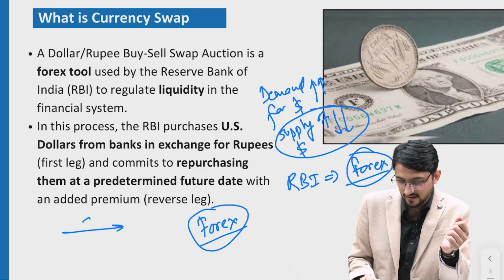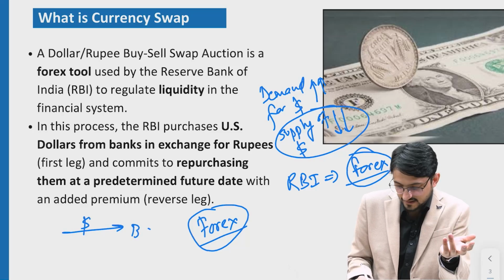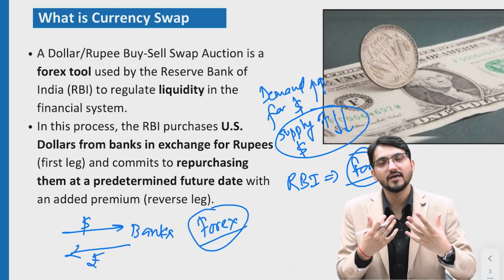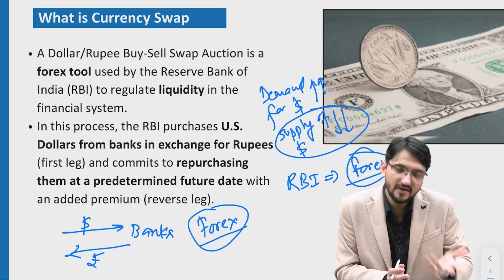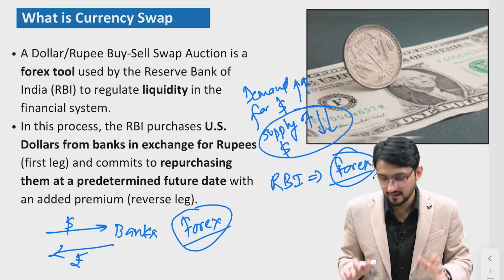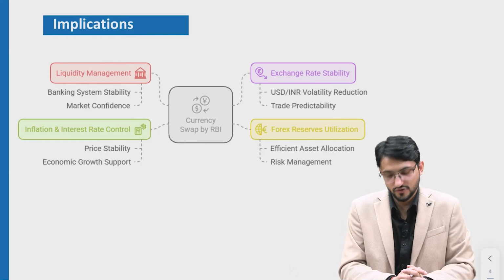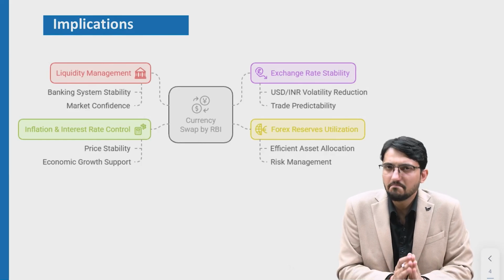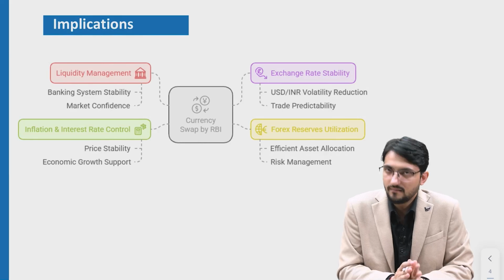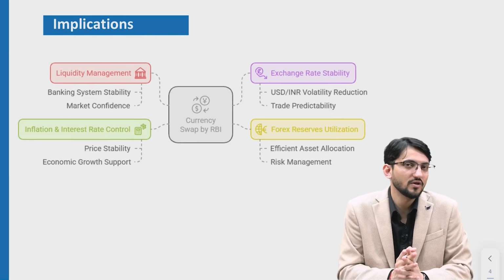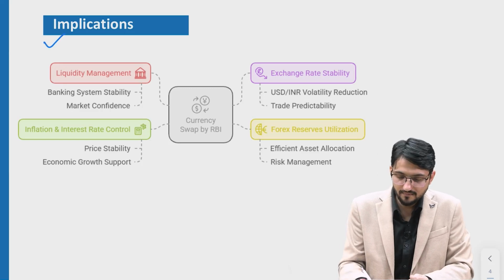So RBI will sell the dollars to the banks, and within a time period, the banks will basically buy back, give back these dollars. So forex will remain the same. Moving ahead, what can be the implication of this currency swap? In UPSC prelims, majorly the currency swap term will come, and there is a question at the end of this slide, and you try to solve that question. So what will be the implication?